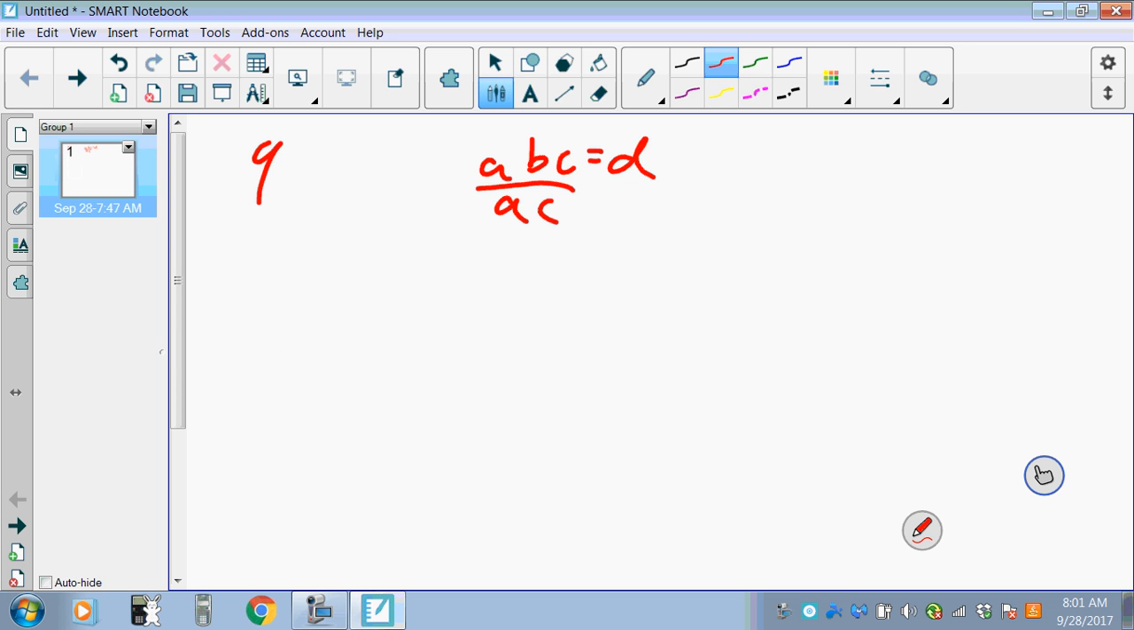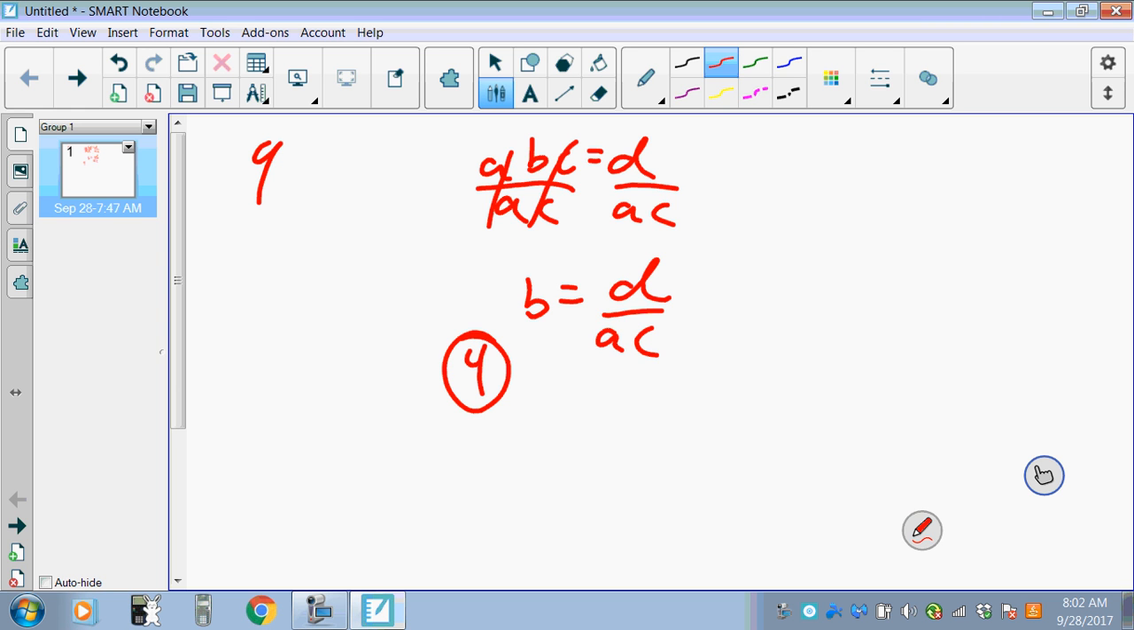So we're going to go ahead and divide by ac on both sides. Same thing. And we get b is equal to d over ac. Okay? And then on your paper that was number 4. All right, moving right along.